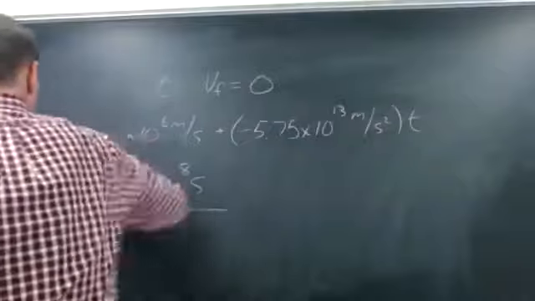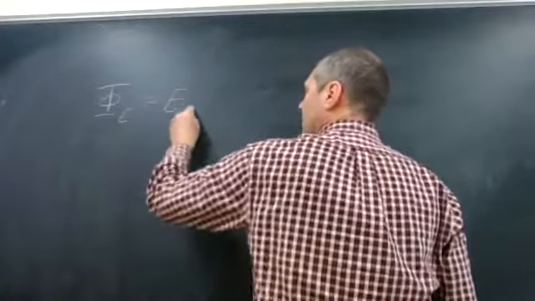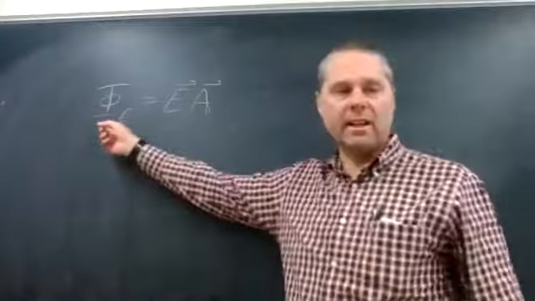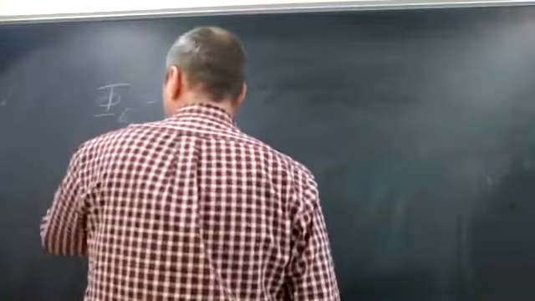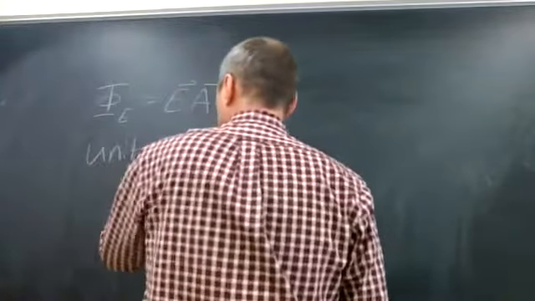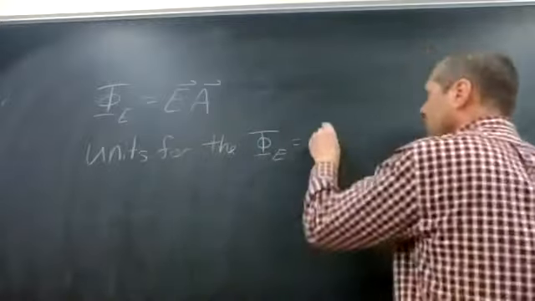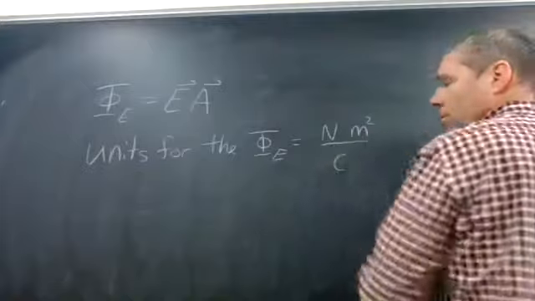So I have to move you over here because I've got to do a little bit of writing. The electric flux is equal to the electric field times the area. This is going to be a dot product, so that gives us a scalar. The units for the electric flux are going to be Newton meter squared over a Coulomb.